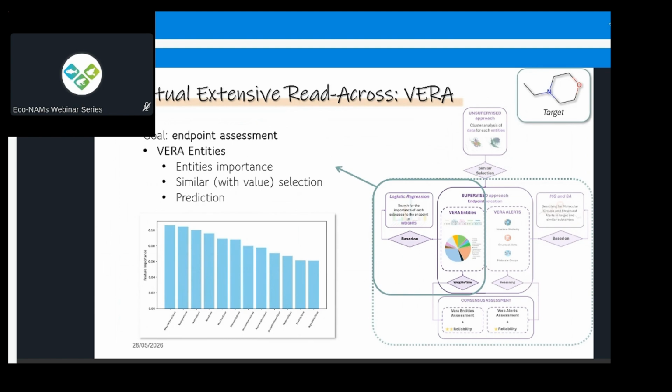That is divided into 3 parts. The first is called VERA entities. In VERA entities, all the 12 entities are weighted depending on the property of interest. And the weight of the entities and the similarity of the chemical substances selected are combined to give a prediction.